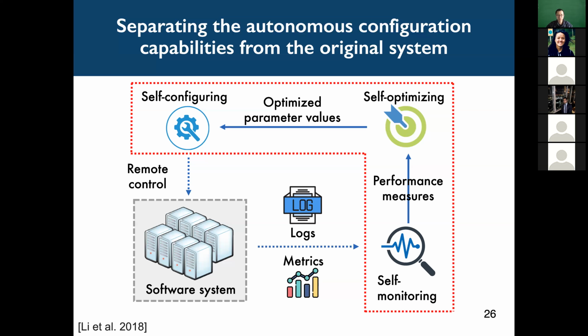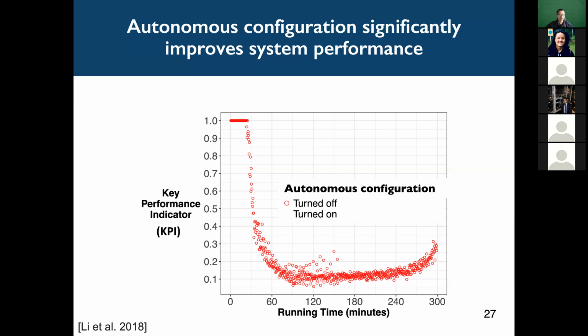So what is the result? Here in this figure, the horizontal axis shows the running time of our system from the start to 5 hours later. Okay. And the vertical axis shows a key performance indicator. The key performance indicator is the higher the better. 1.0 is the best, and 0 is the worst. Okay, let's see. This is when there are no such autonomous configuration capabilities. This is the old experiment, the original system.